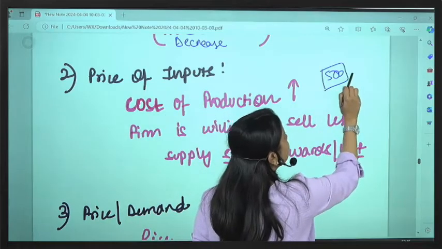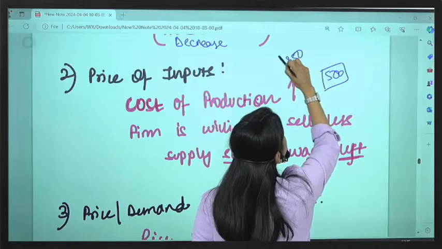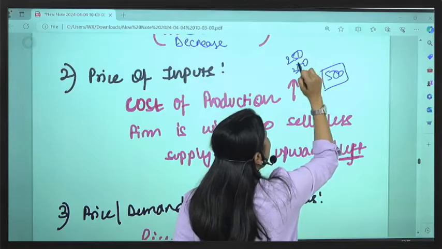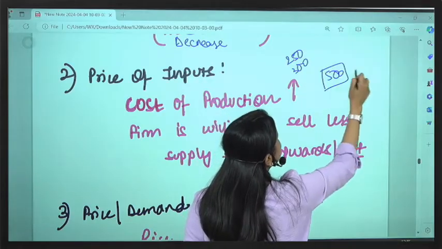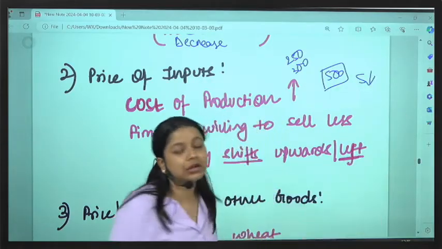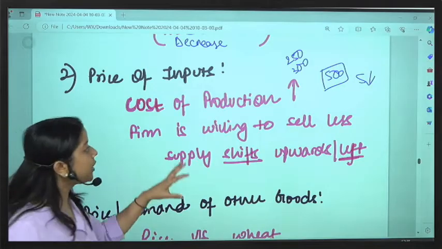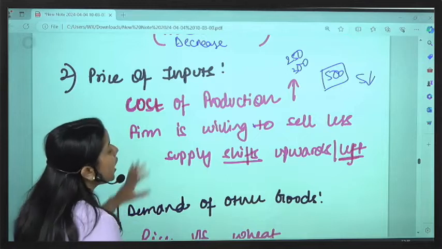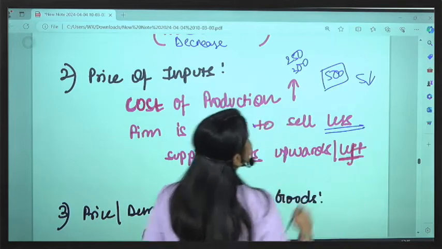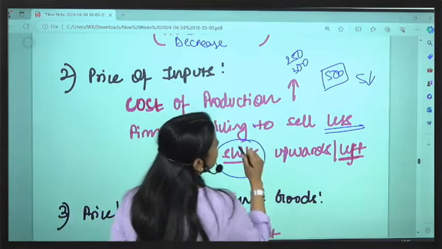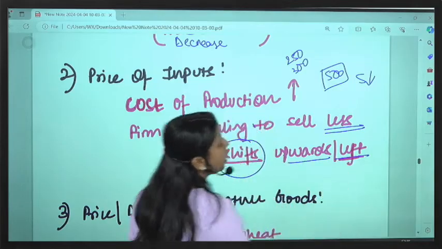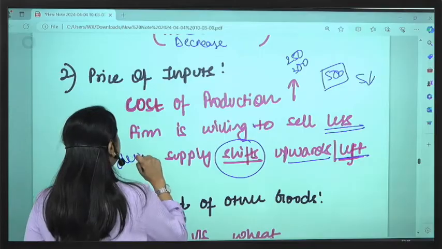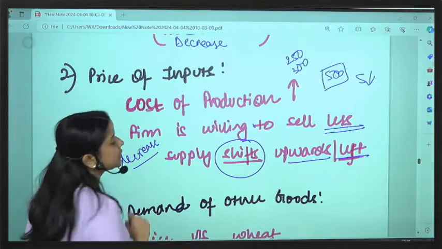Price is 500. Earlier the cost was 250 for me. Now the cost is, let's say suppose 300. I will sell less at the given price. So if there is an increase in the cost of production, the firm will want to sell less and there will be a shift leftwards or upwards. There will be a decrease in supply.